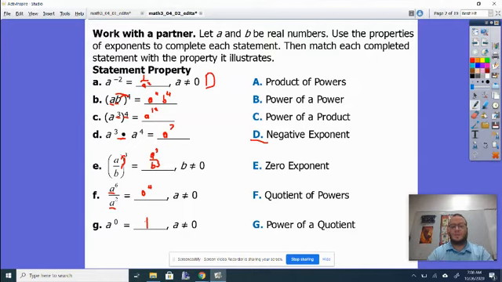So just going through these really quick, the power of a power is here. The power of a product is going to be here. A 0 exponent is obviously 1. Power of a quotient is here, and the negative exponent is here.